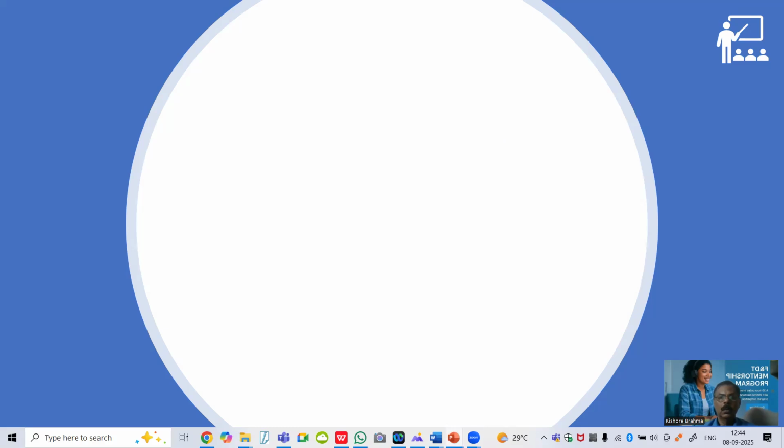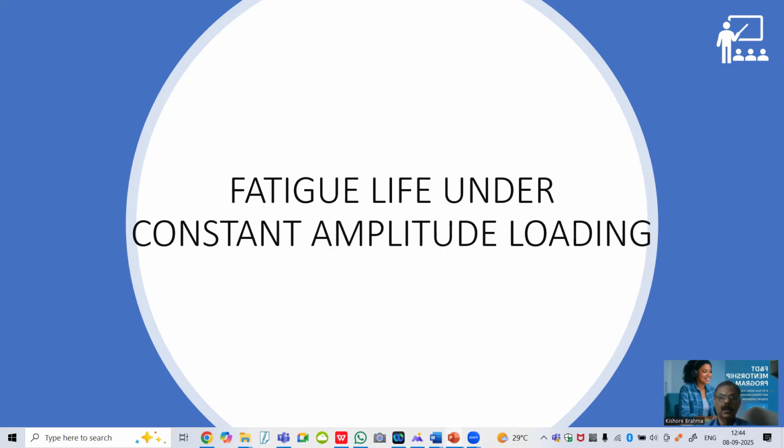Today, in this session, we will not only look at fatigue life under constant amplitude loading, but also under variable amplitude loading. Apart from that, we will be covering the rainflow cycle counting technique under the cycle counting techniques, and also the general methodology used for life prediction.